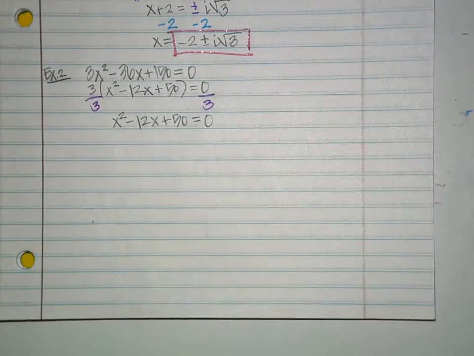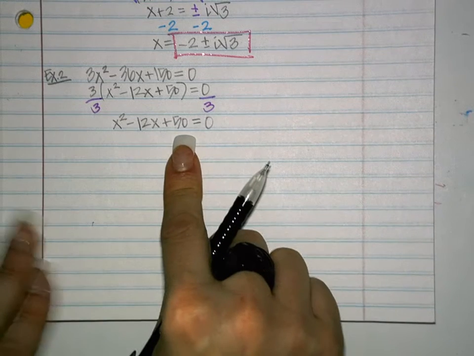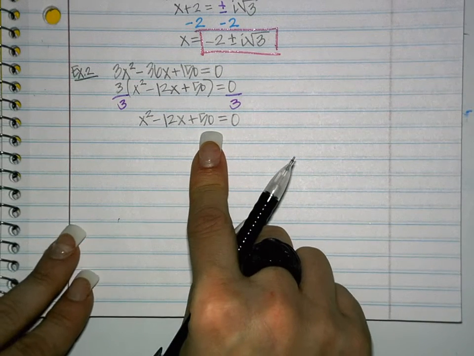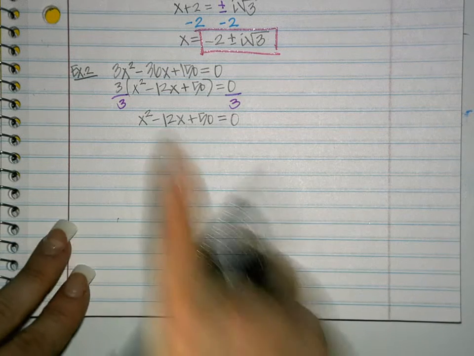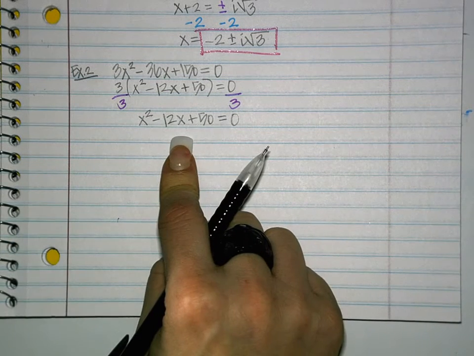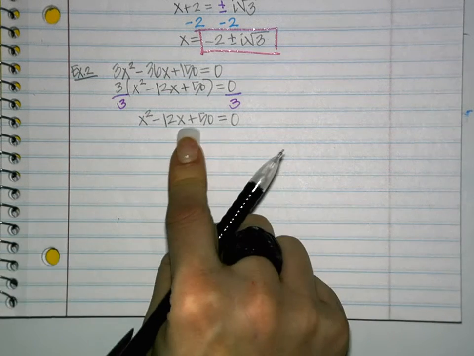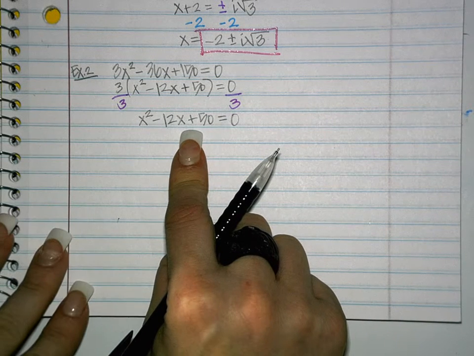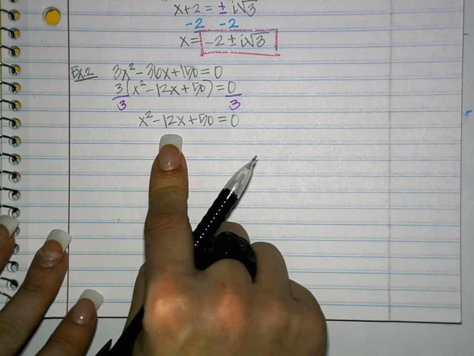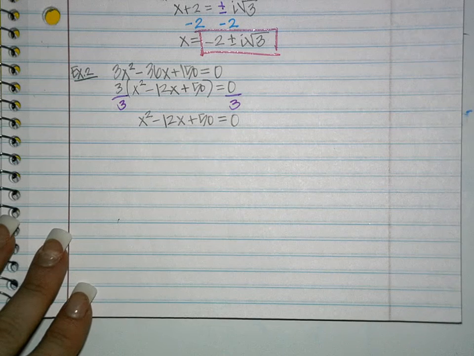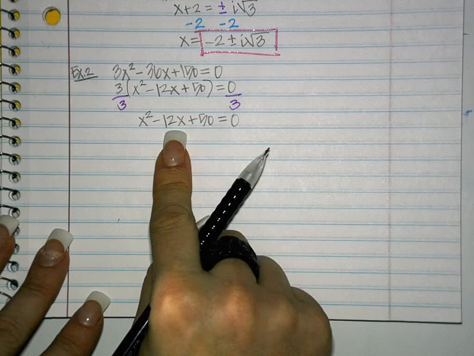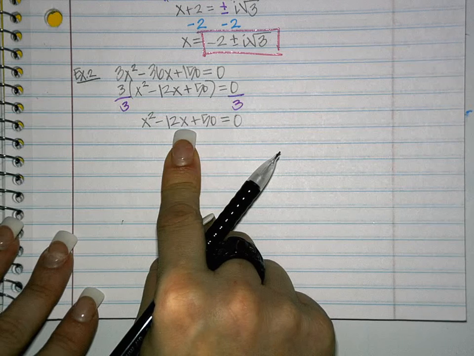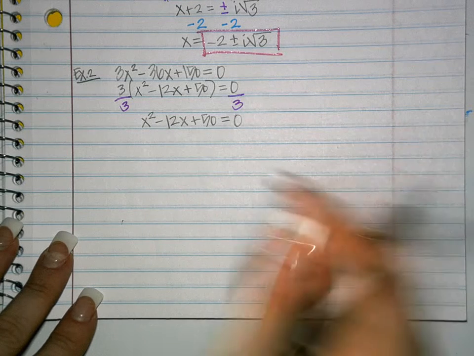Then try to factor if you can. Even though the instructions tell you to solve by completing the square, if I just said solve, we would try to factor. Can you multiply to 50 and add to negative 12? No. So then if I want to solve by completing the square, and the reason we solve by completing the square is that this would give you just really big numbers if you were going to use the quadratic formula. So that's why completing the square is just a better alternative a lot of times.